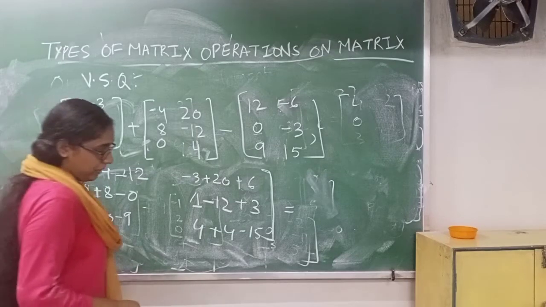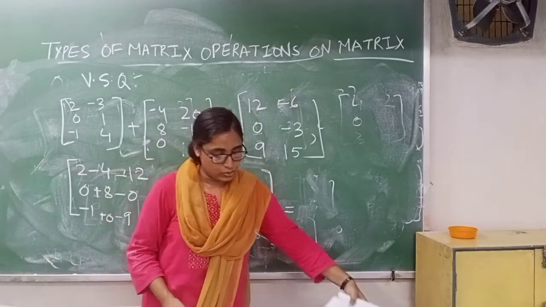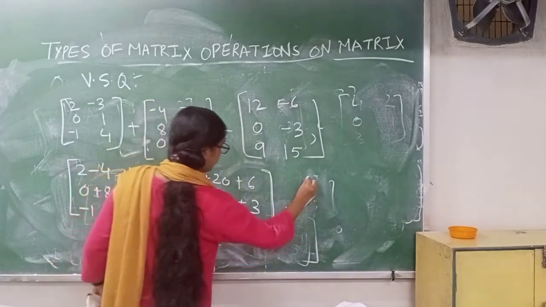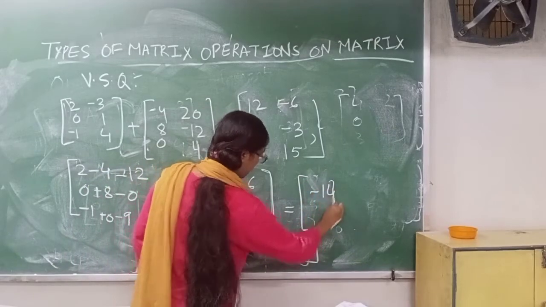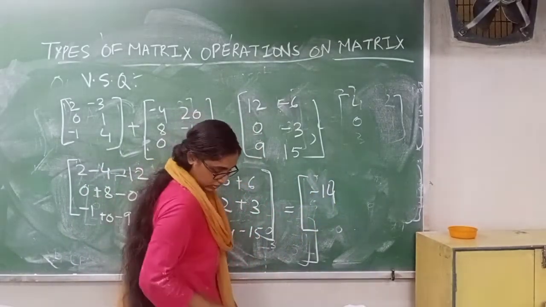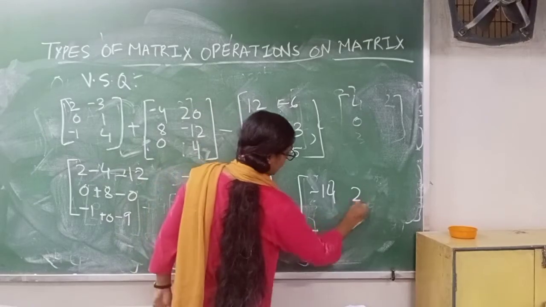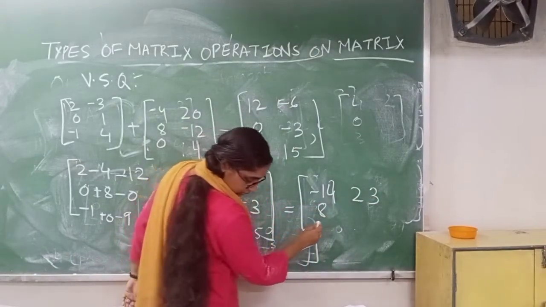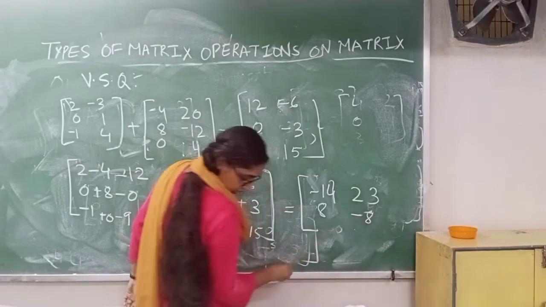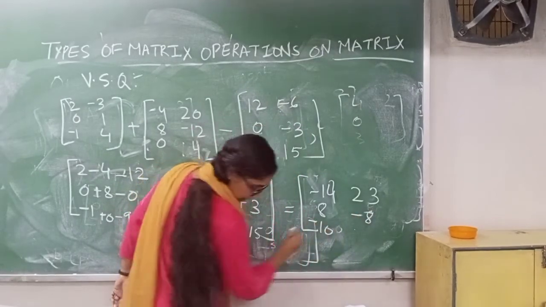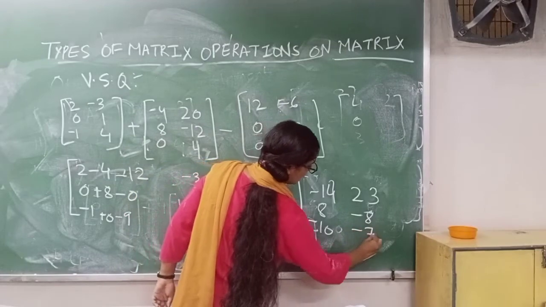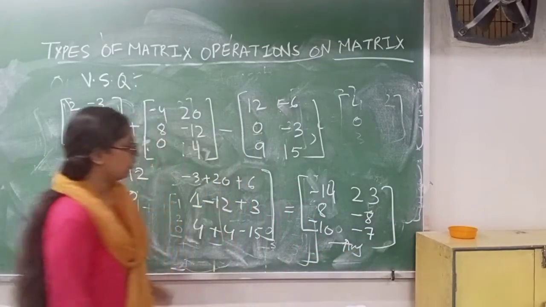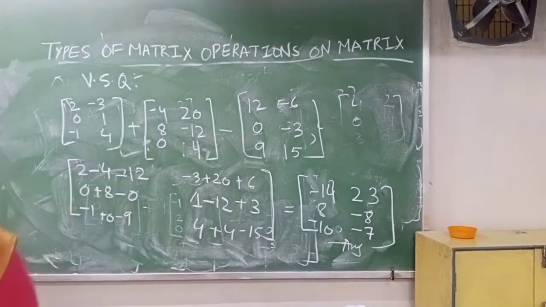How much? Minus 14. Like this you will write, and when you write the answer you will get something like this: minus 14, then 23, then 8, then minus 8, then minus 10 and minus 7. So this is your answer. Copy this one.